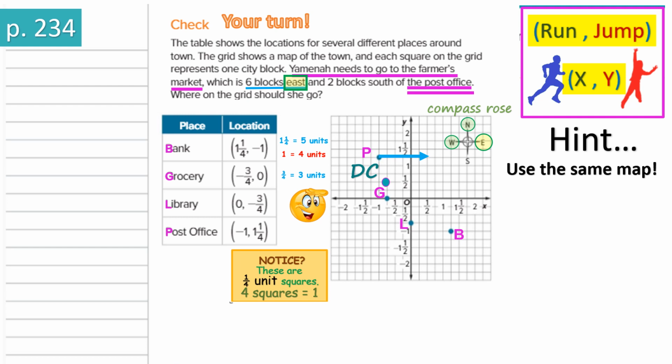And then it says 2 blocks south. And south is at the bottom of my compass rose. So I have to go down. How many? 2. So then I put my point. Now, once I put a point on a graph, then I also want to label it. This we're going to label FM for farmer's market.